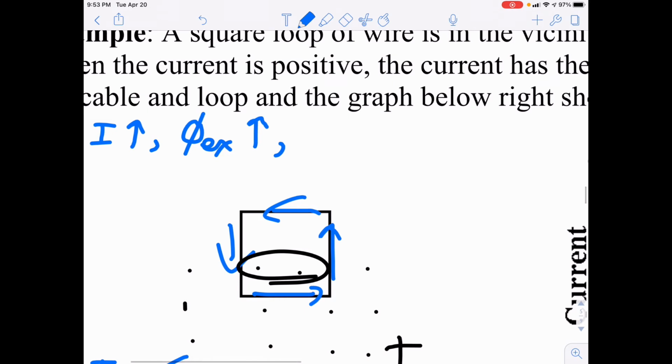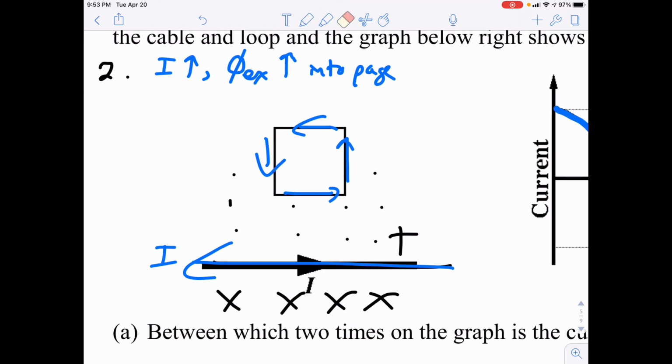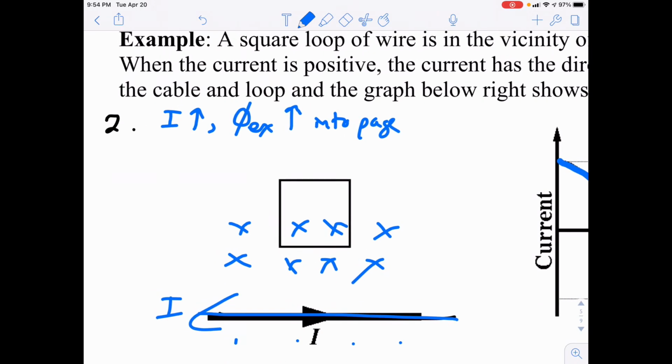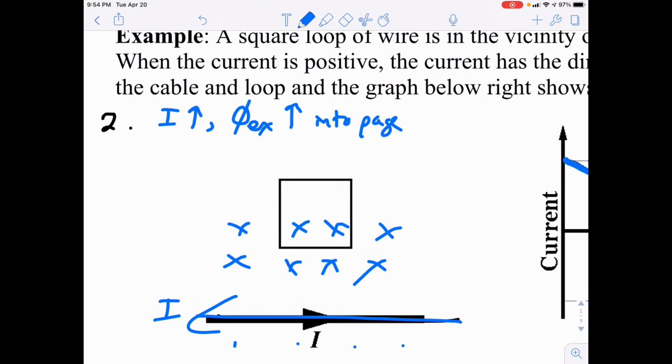And if the external flux is increasing, increasing which way? Into the page. Why is this true? Because if we use our right-hand rule number 2, our knuckles would be into the page right here, and our fingertips would be down here. So if the current is increasing, the external flux is increasing into the page, this means that the induced flux must be pointed out of the page. It has to oppose.